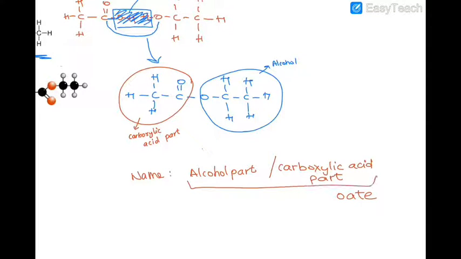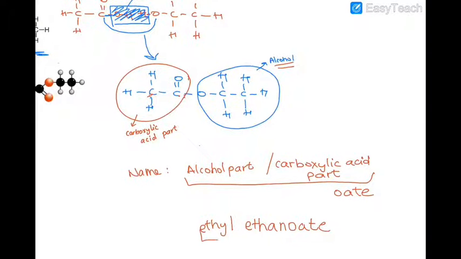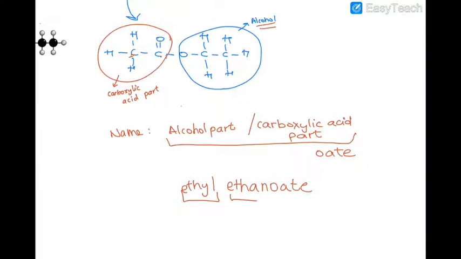So this is how you name an ester. So the alcohol part here is ethanol. So you will have ethyl, and the carboxylic acid here is ethanoic acid. So ethyl ethanoate. So ethyl is from the alcohol, ethanoate from the carboxylic acid, and then -oate.